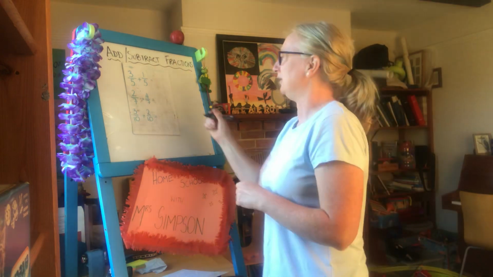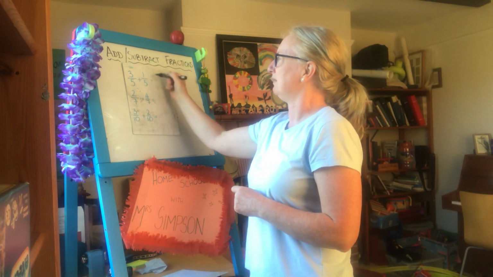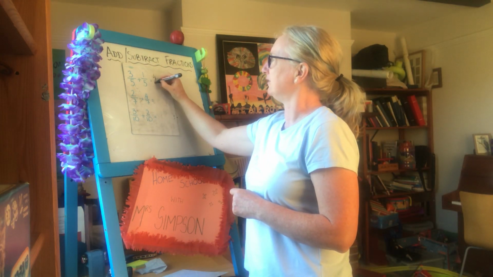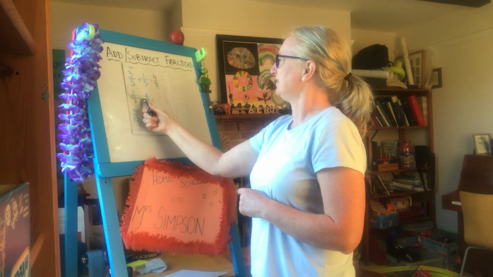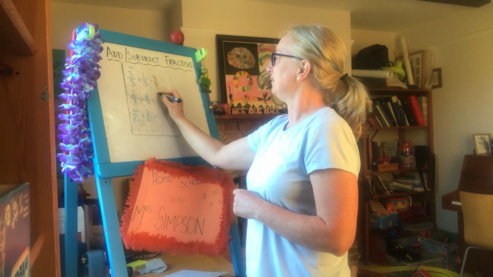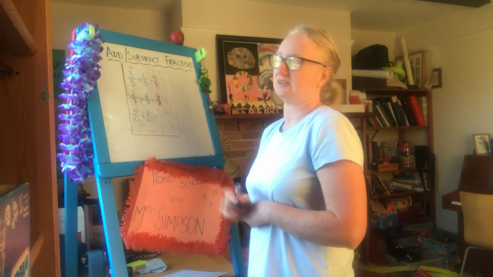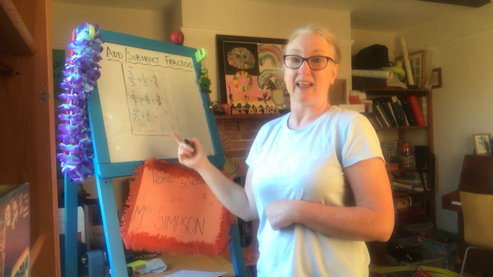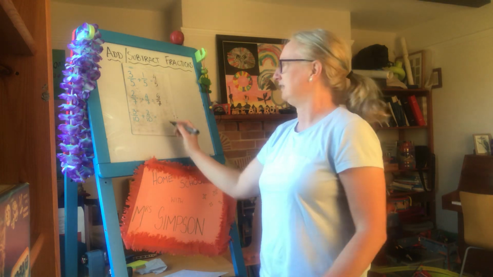Okay, so now the answers. I bet you've done really well on these. 3/5 plus 1/5 makes 4/5. 2/7 and 4/7 makes 6/7. 3/10 and 2/10 makes 5/10.